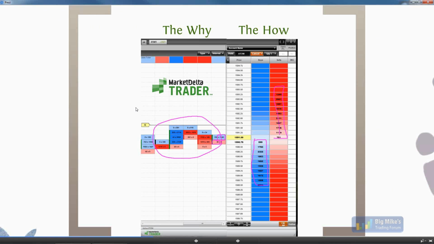But you have to understand that it's not just fair to assume, it's absolutely correct to assume aggressive buyers and sellers. Lift the offer, aggressive buyer. Hit the bid, aggressive seller. Just like in the example with Big Mike.